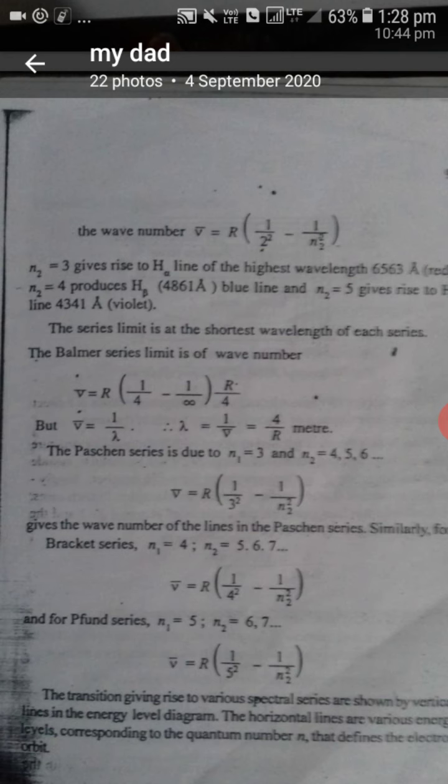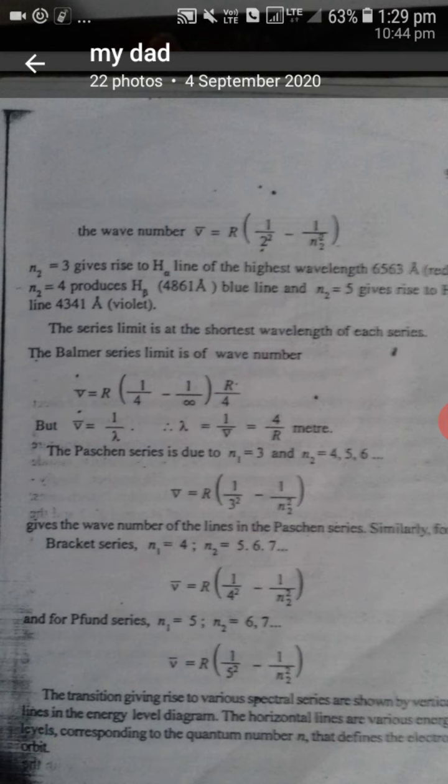Then next Brackett series means the electron makes a transition from the higher orbits 5, 6, 7 to the fourth orbit. Like that, Pfund series means they make a transition from the 6, 7, 8 or higher orbits to the fifth orbit.